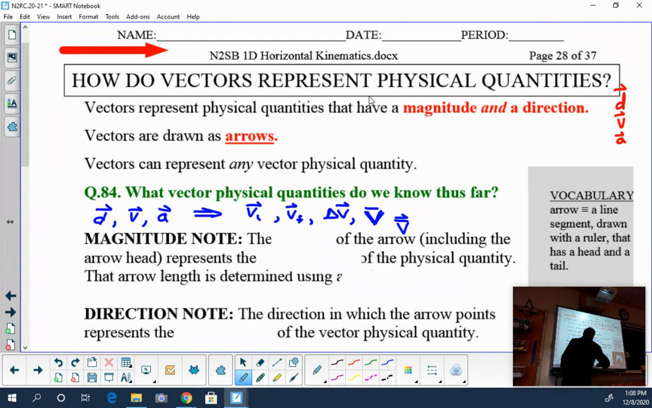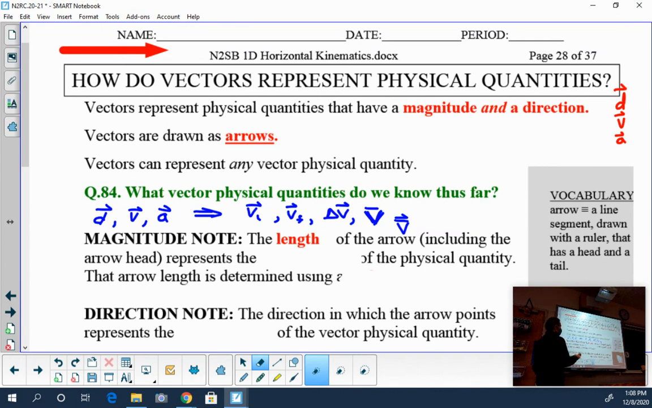Okay, so how do these arrows actually make sense of it? They're pretty easy. Magnitude note. Magnitude is the amount. That's the 20 meters per second, or the 3 meters per second squared, or the 12 meters. Magnitude note. The length of the arrow. This is the full length of the arrow. Tip to tail, they call it. Represents the magnitude of the physical quantity. It's a pretty straightforward thing.